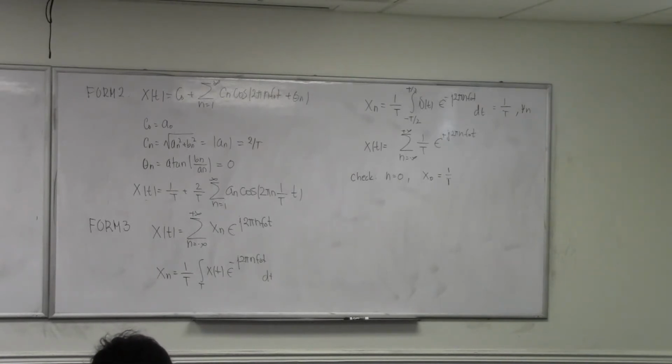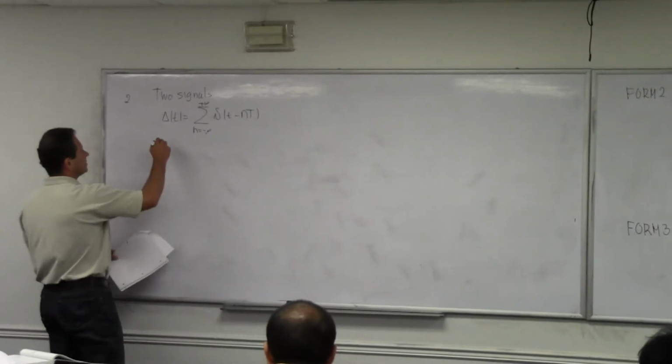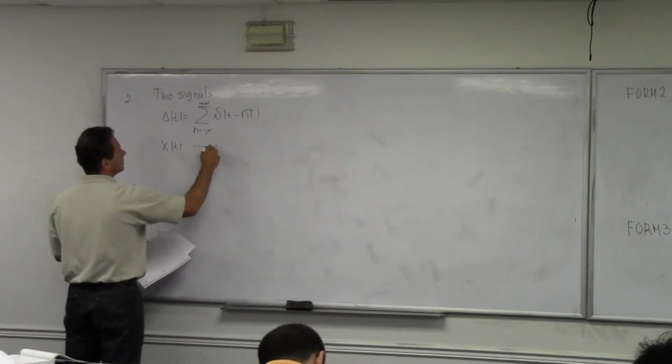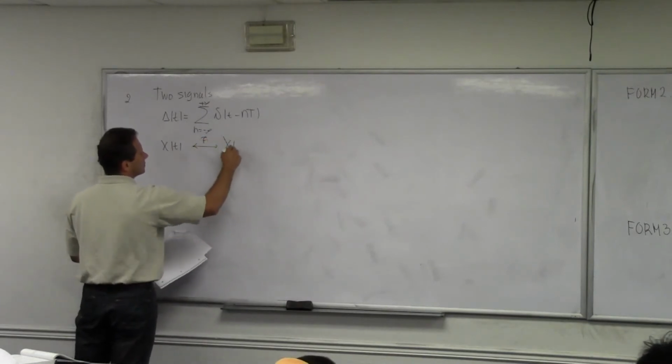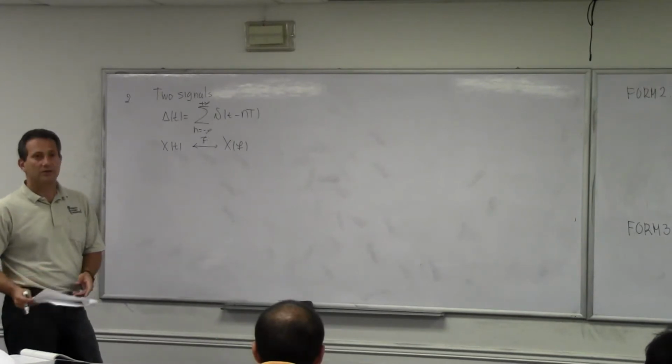Okay, so now let's look at this problem. Consider two signals. The first signal is our friend, delta of t, which is sum when n goes from minus infinity to plus infinity, delta of t minus nT. This is our periodic pulse train, impulse train, I should say, and that's the one that we've been dealing with so far. And the other one is some signal x of t that has a Fourier transform x of f. So some arbitrary signal. I'm not putting any restriction on this signal except that it has a Fourier transform.